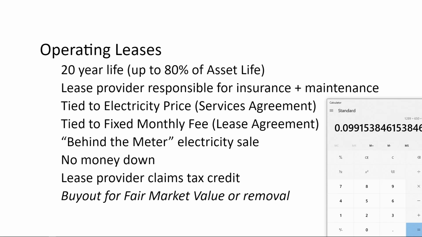Now, a utility is not subject to the same regulations as an individual private lease. Utility has its own regulators, their own products that they can and cannot distribute.